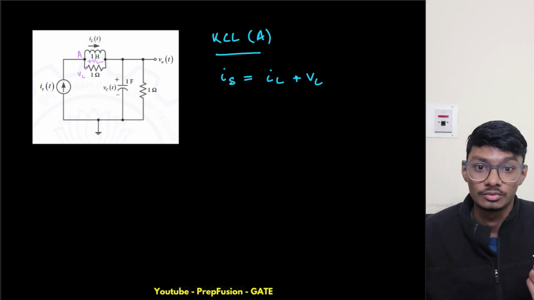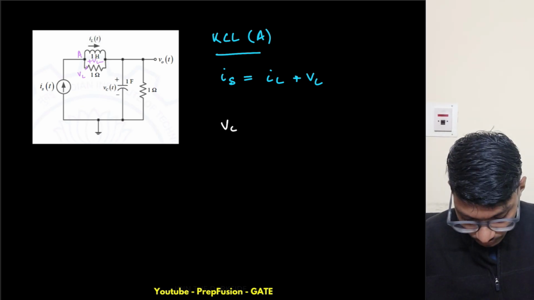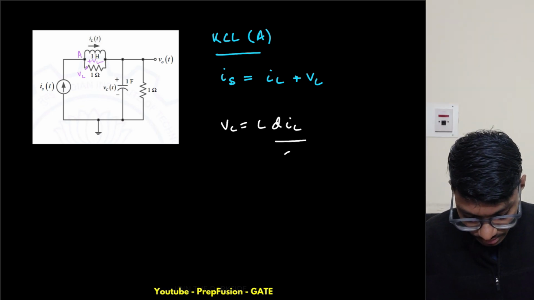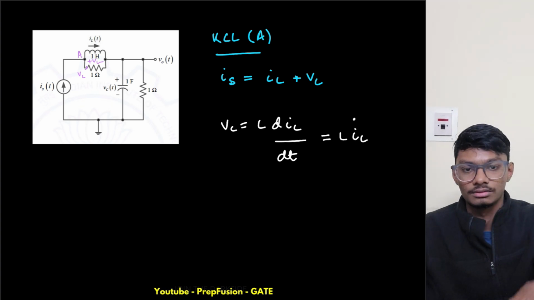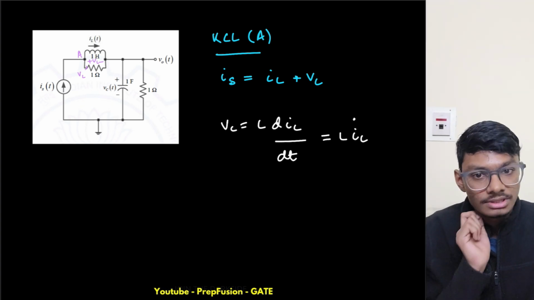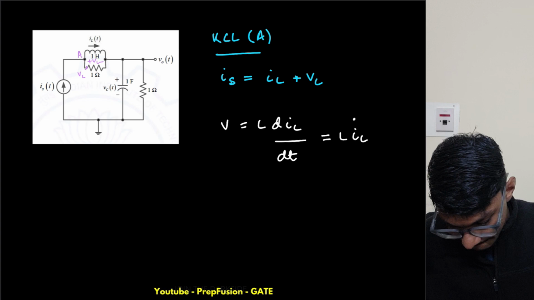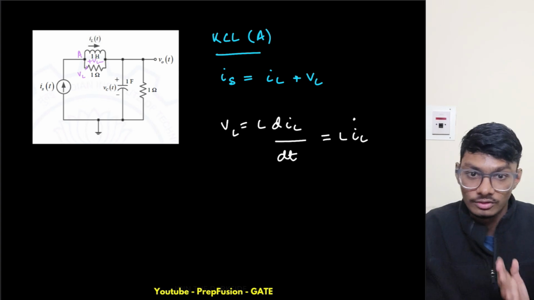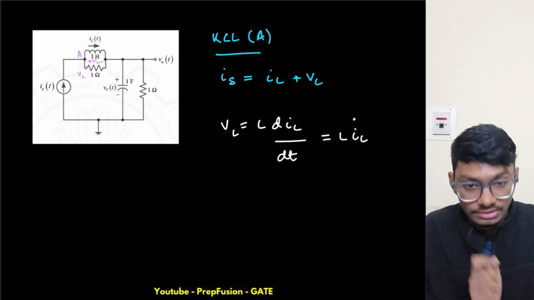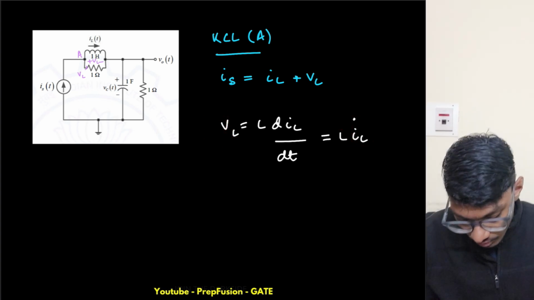Now what is VL equal to? VL equals L dIL by dt, the property of the inductor. How can we write this dIL by dt? L IL dot, this is the notation that we follow in state space representation. This is actually VL. Whenever you want to write the state space representation for inductor current, you have to find the voltage, because voltage will give you this dIL by dt. Very important.